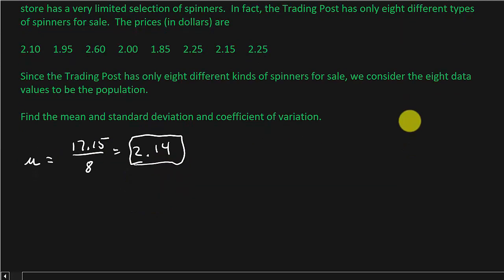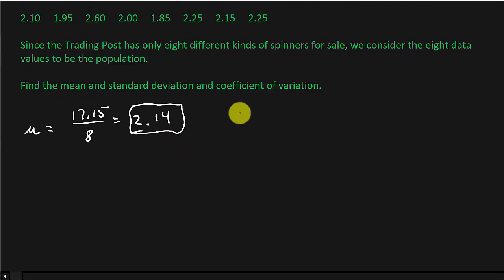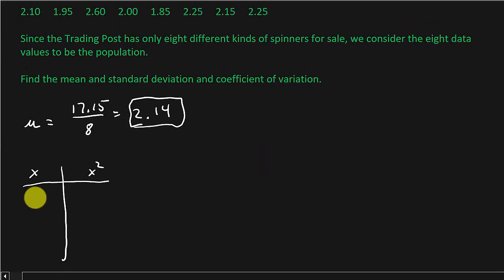Now let's find the standard deviation. So once again, we've got x squared. I'm doing this example because in the first 2 examples I did finding standard deviation, we didn't have decimals. Here we have decimals, so let's just do it with decimals.